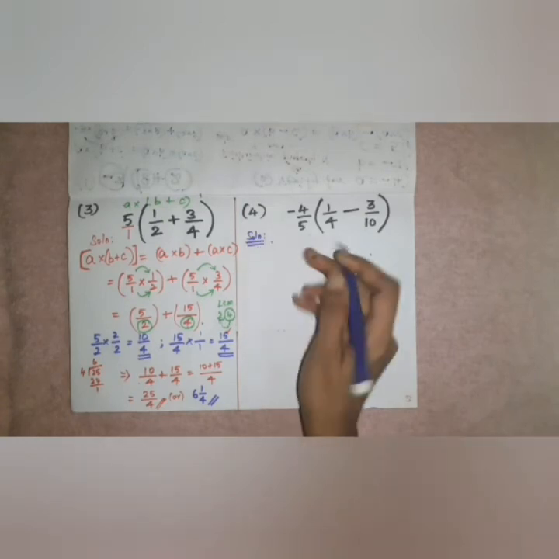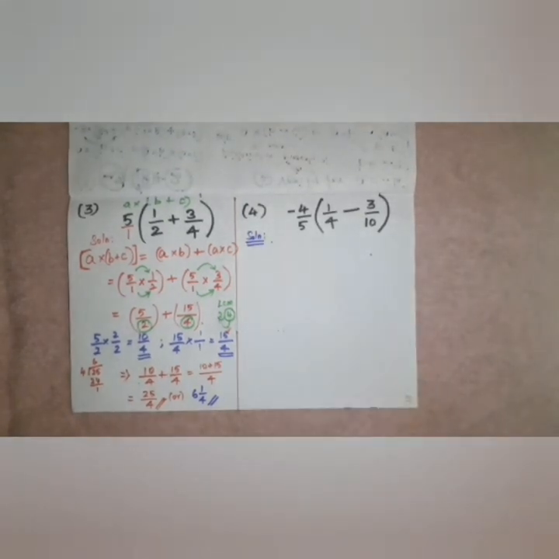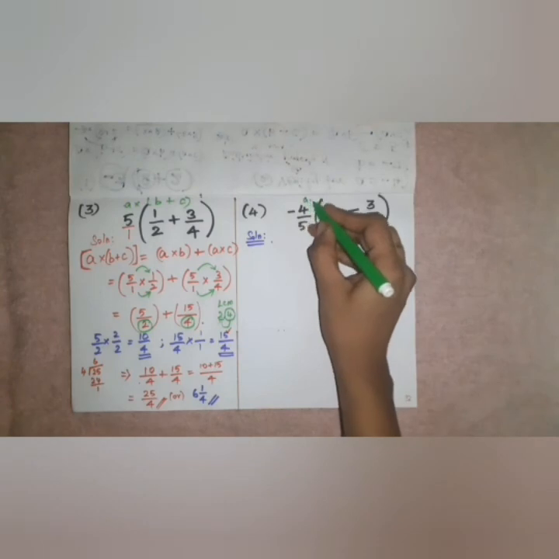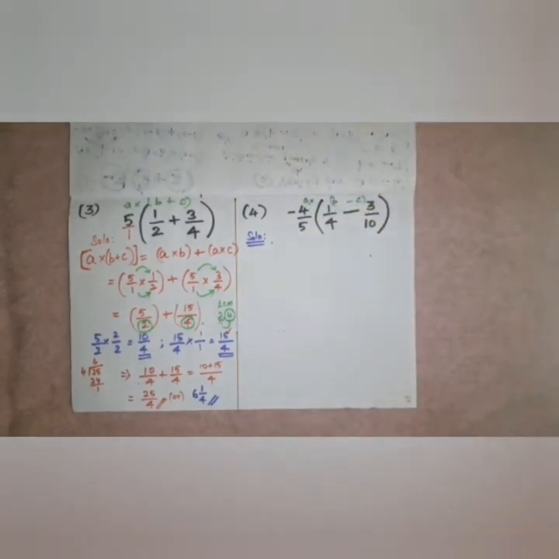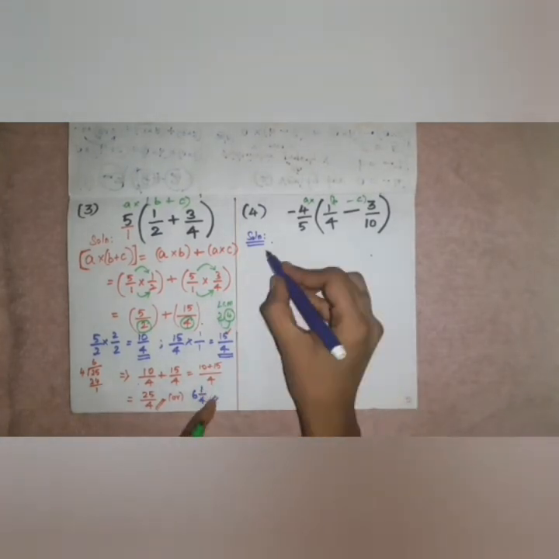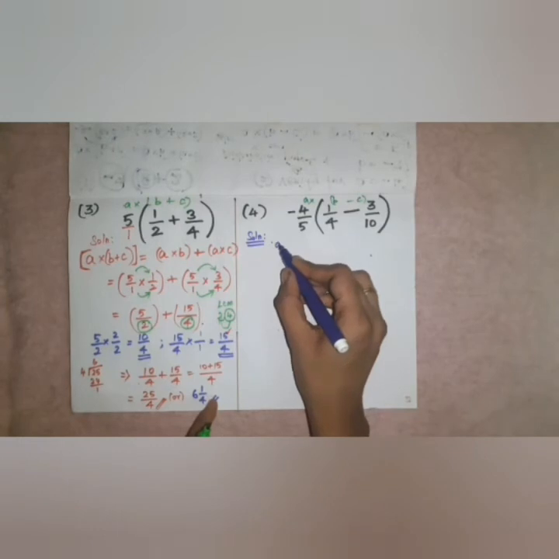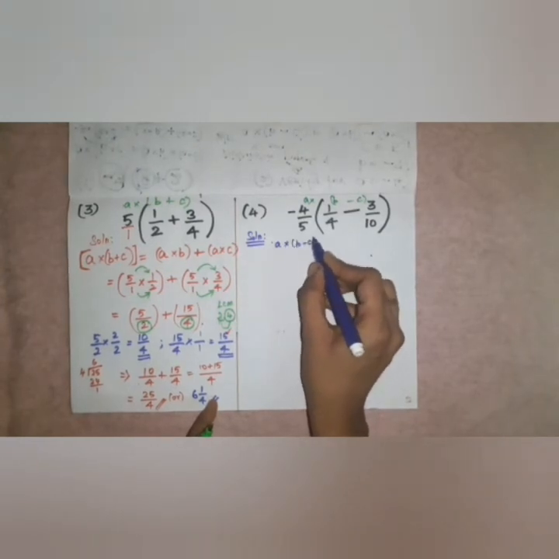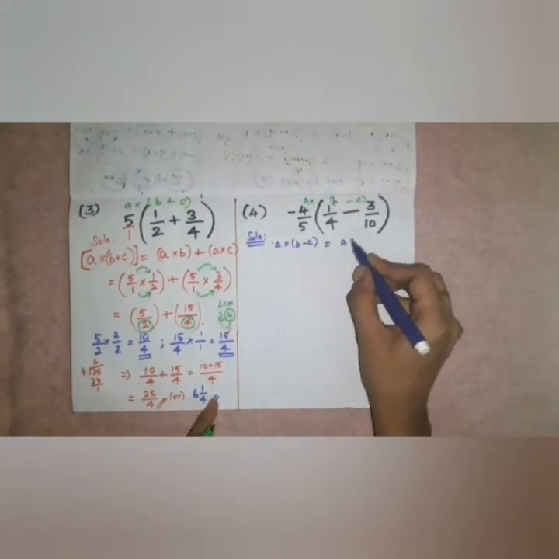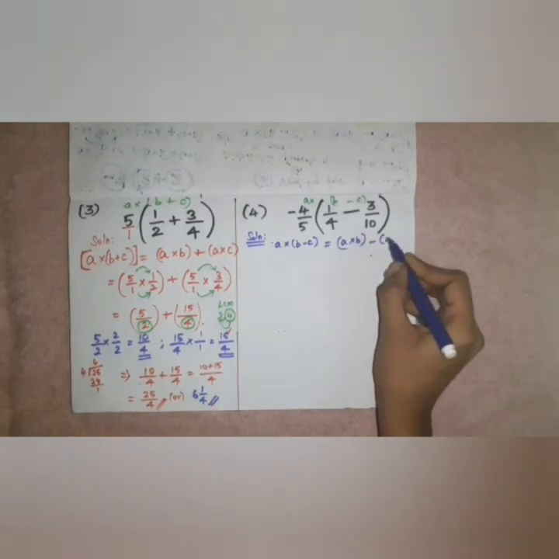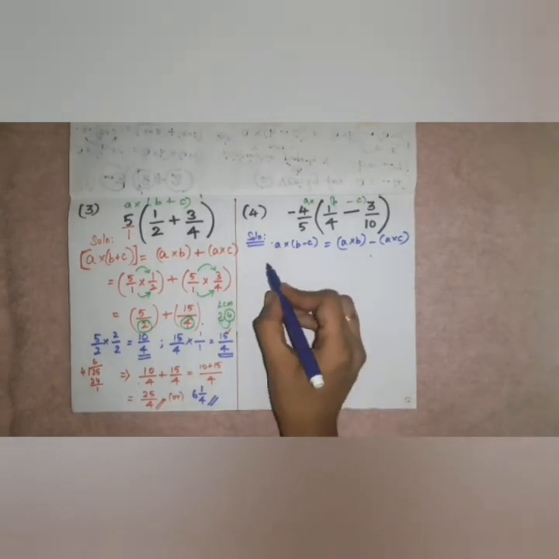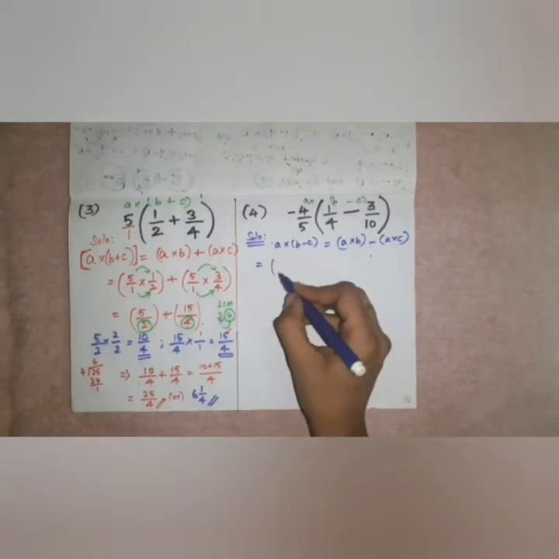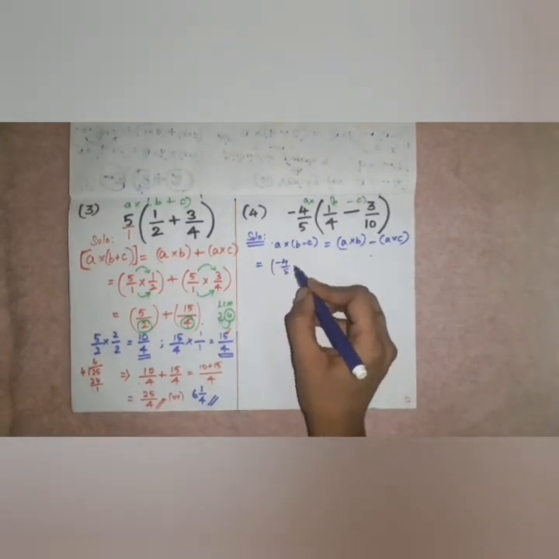Solution of the fourth sum. Here again I take rational numbers a, b, c, using the distributive property of multiplication over subtraction. a into b minus c is equal to a into b minus a into c. Clear? So how is it given? It is given in the form of LHS, so let's apply the RHS rule to find the value.